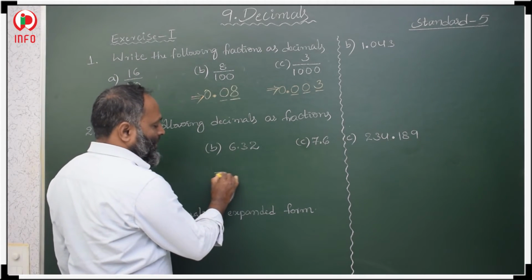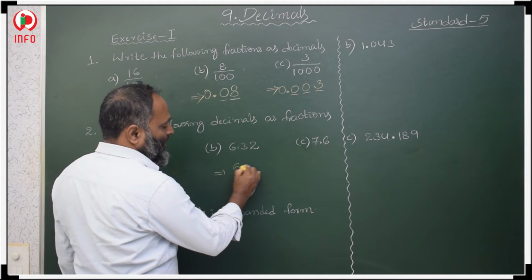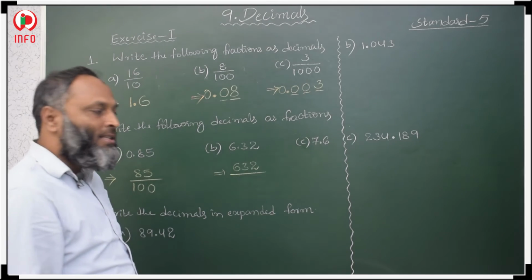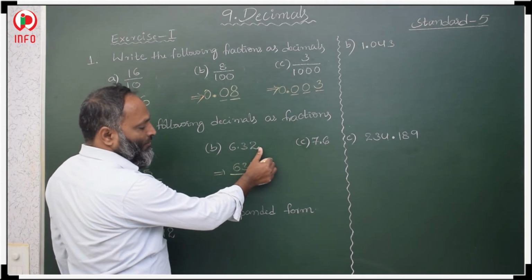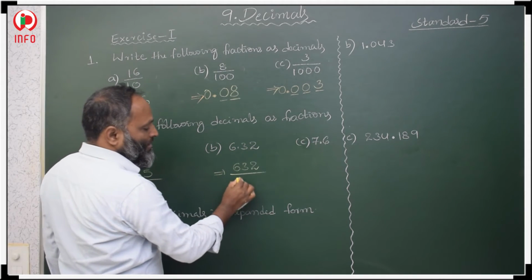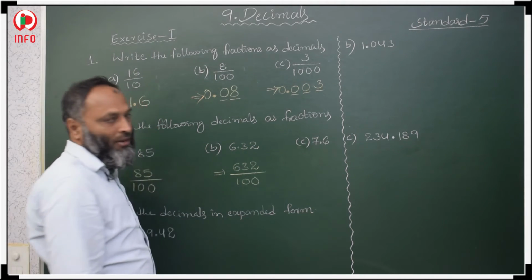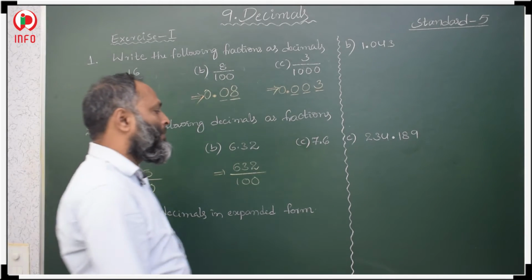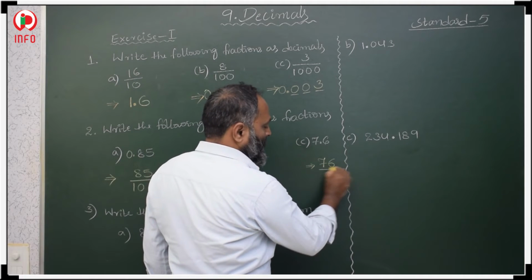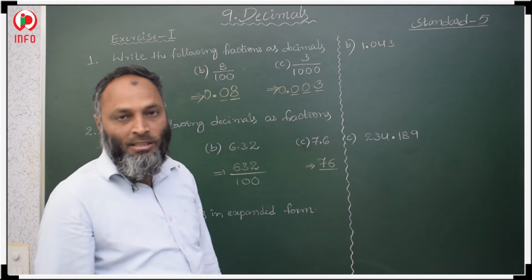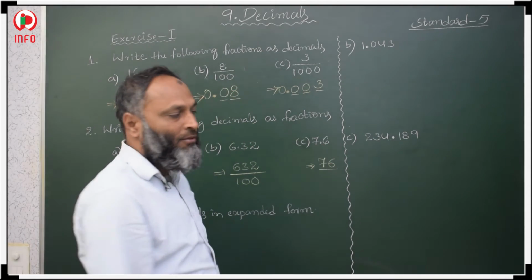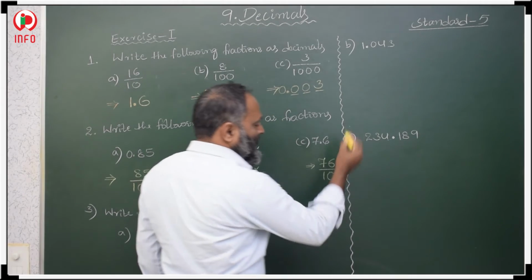So without the decimal, first we take the number 632. Then see after how many digits we have a decimal from right to left: 1 2, after 2 digits, which means 100, so we write 100 here also. Without the decimal we write the number, then after how many digits from right to left we have the decimal: after 1 digit means 10 we take in the denominator, simple.